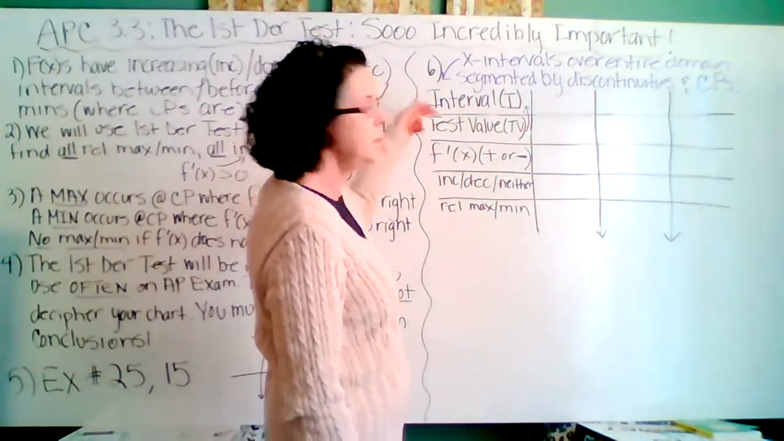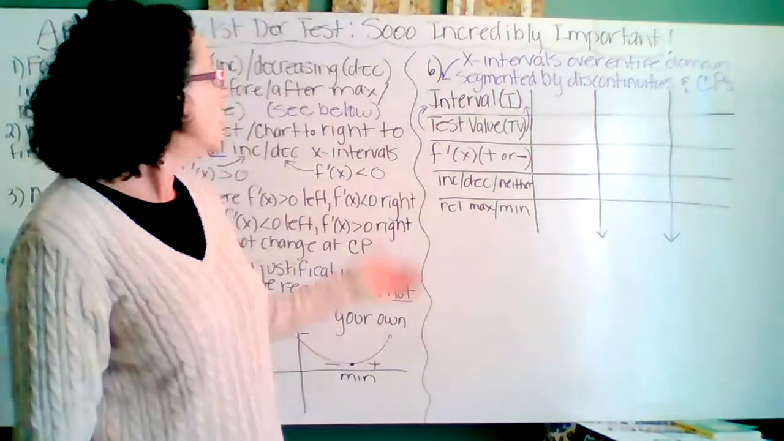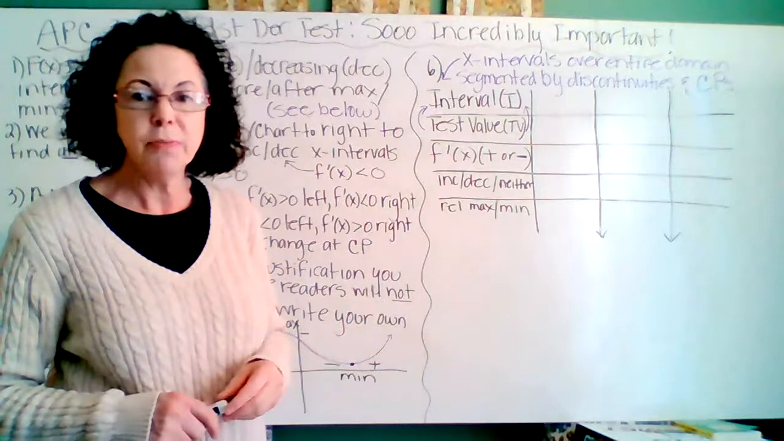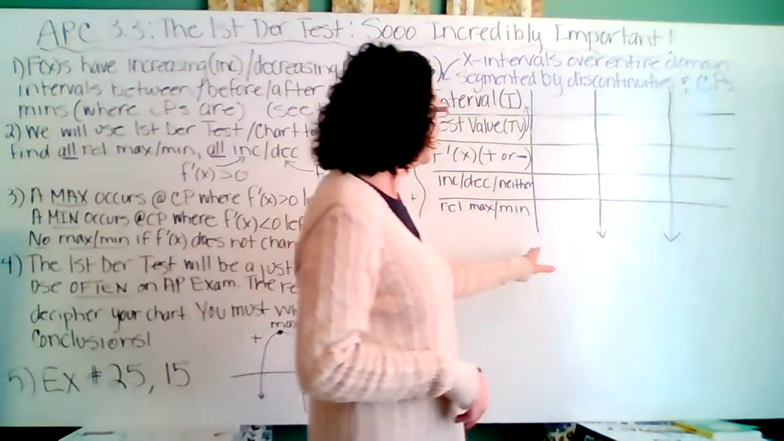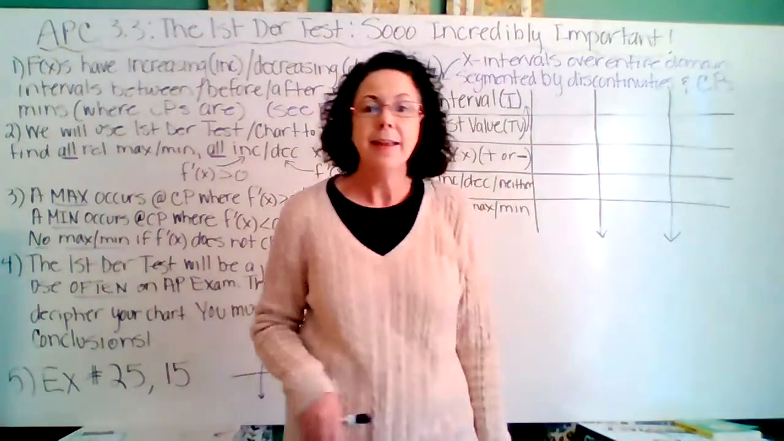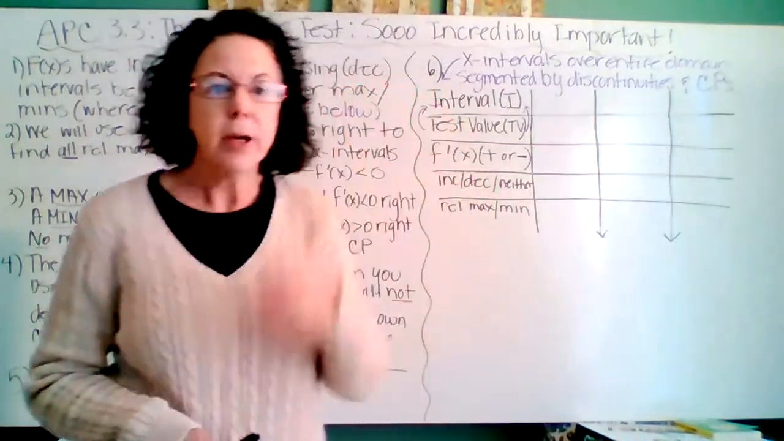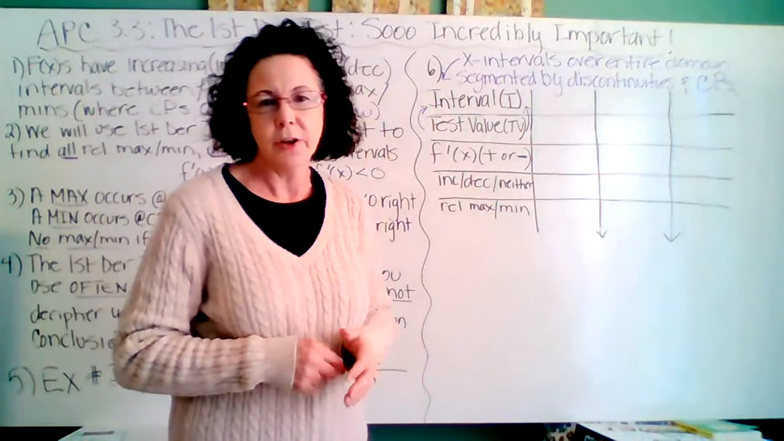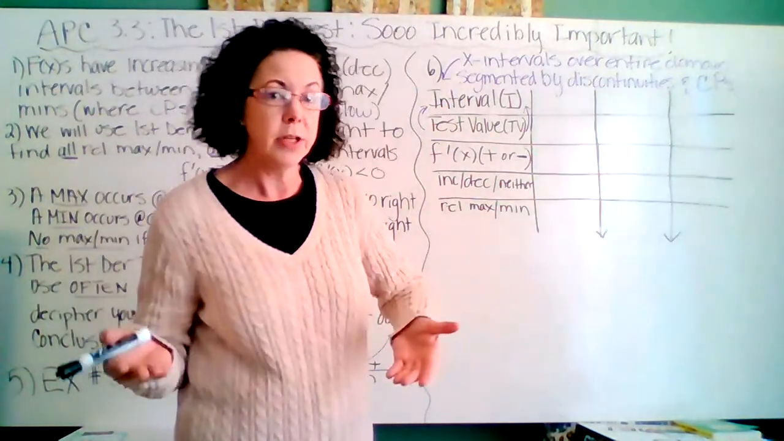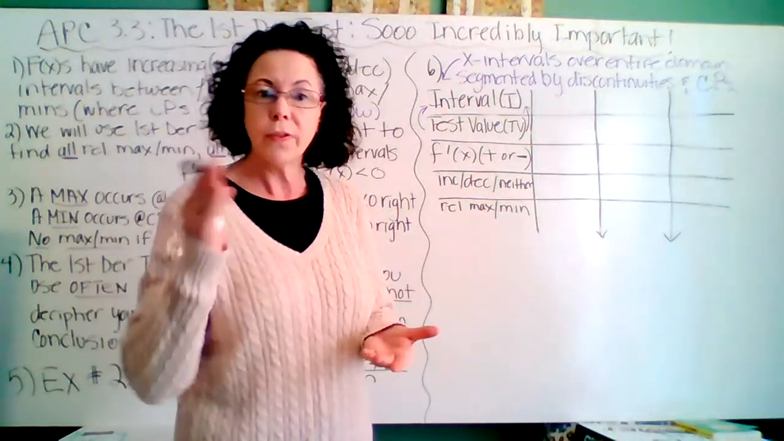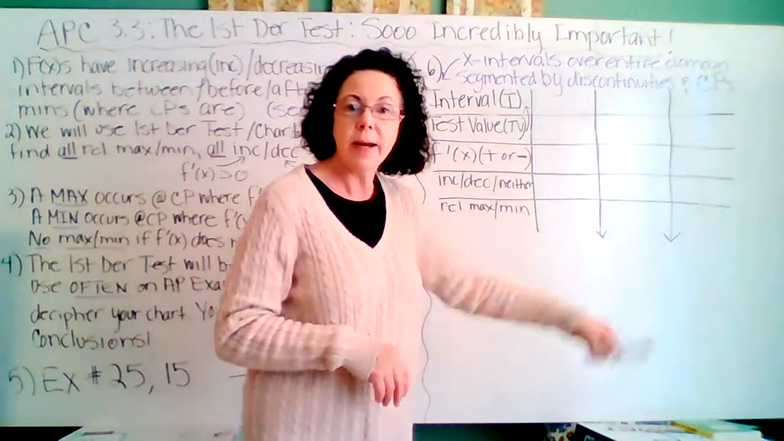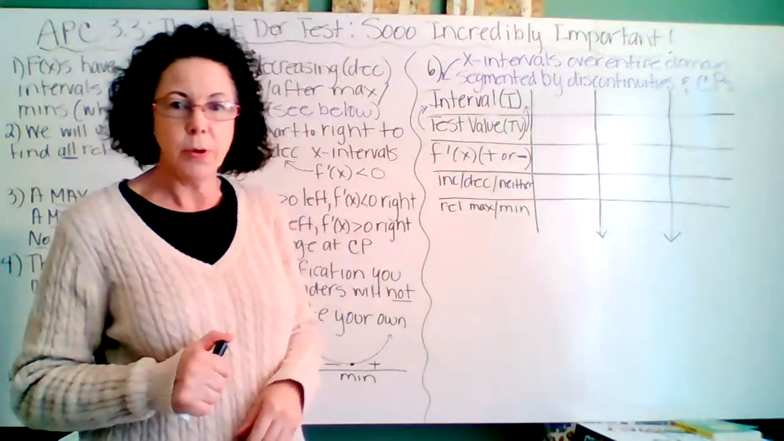The top row will be your interval. Your intervals are x intervals over the entire domain of the function you've been given, and it's broken up here by critical points and discontinuities, right? If there's a discontinuity in a function where a point doesn't exist, often a function will increase or decrease or change over that discontinuity. And so we break our x intervals up by discontinuities and critical points.